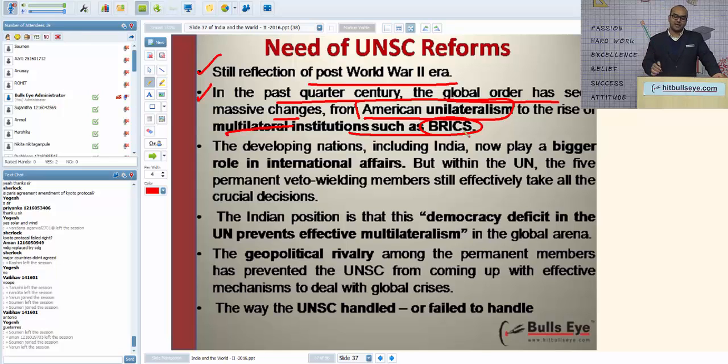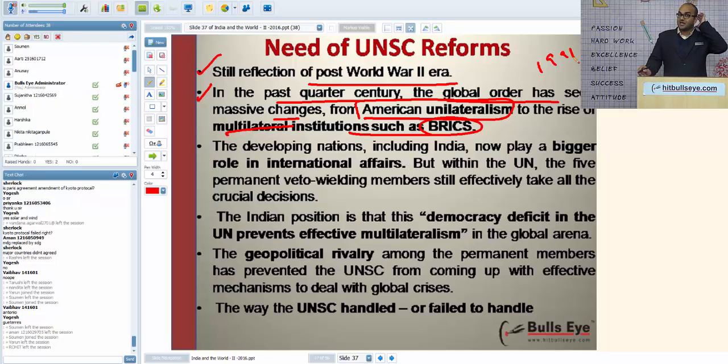Up till 1991, from World War II, there were two superpowers in the world, that is USA and USSR. Next, after the disintegration of USSR in 1991, there was a rise of unilateralism. That is, USA was the only nation which was the superpower in the world. However, today we see the rise of nations, that is the BRICS nations, which are quite powerful even in comparison to USA. So the UN Security Council is not reflecting this reality.